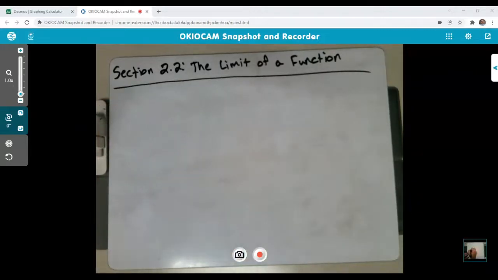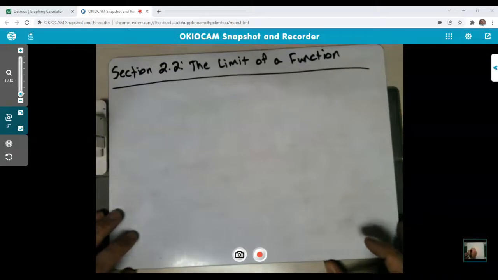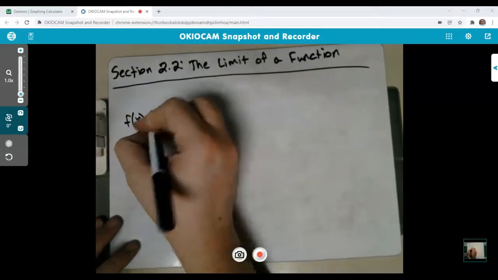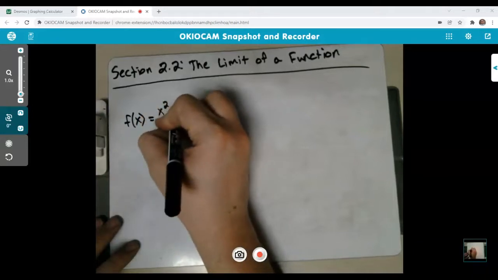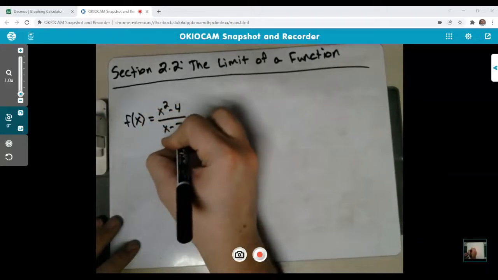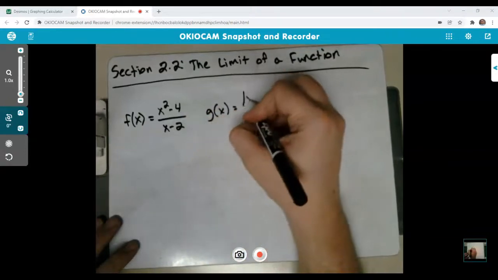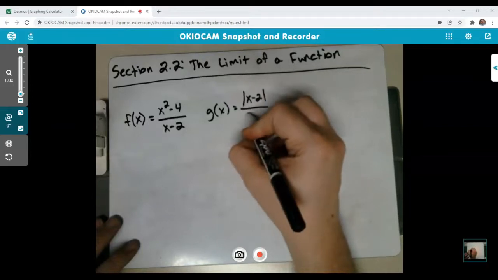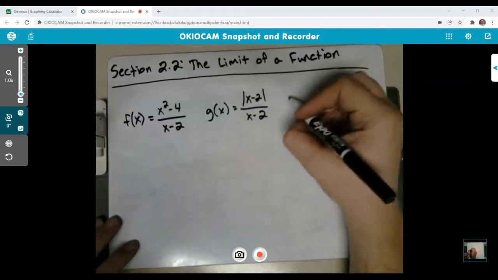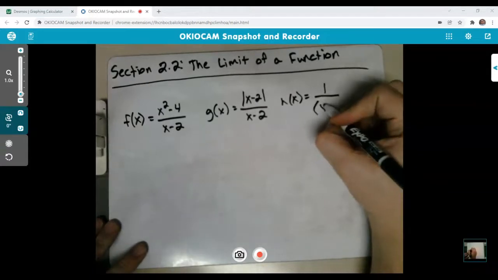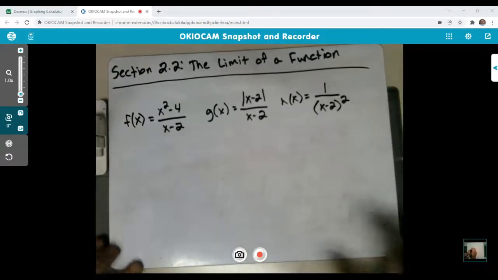Okay, so before we talk about what this is, I want to talk a little bit about why we need it, okay? So let's think about the functions. Let f of x be equal to x squared minus 4 over x minus 2. Let g of x be equal to the absolute value of x minus 2 over x minus 2. And then let h of x be equal to 1 over the quantity x minus 2 squared.